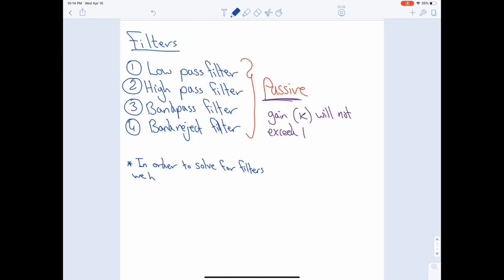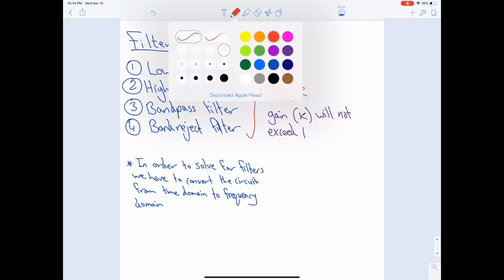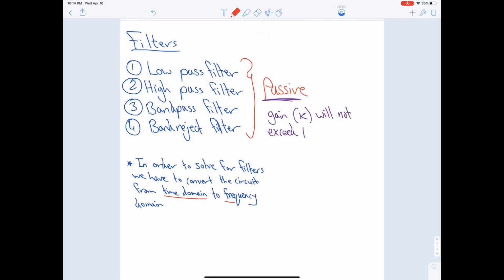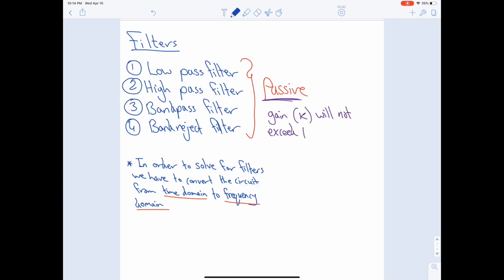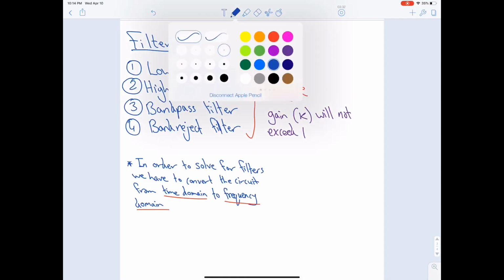In order to solve for filters, we have to convert the circuit from time domain to frequency domain. Now what is the time domain and what is the frequency domain?